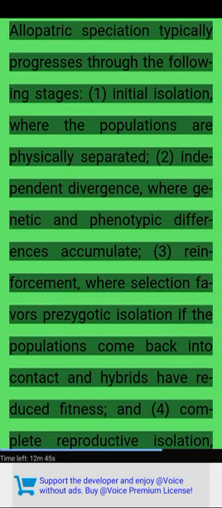Allopatric speciation typically progresses through the following stages. 1. Initial isolation, where the populations are physically separated. 2. Independent divergence, where genetic and phenotypic differences accumulate. 3. Reinforcement, where selection favors prezygotic isolation if the populations come back into contact and hybrids have reduced fitness. And 4. Complete reproductive isolation, even in the absence of a physical barrier.